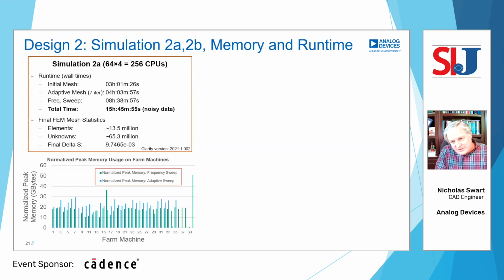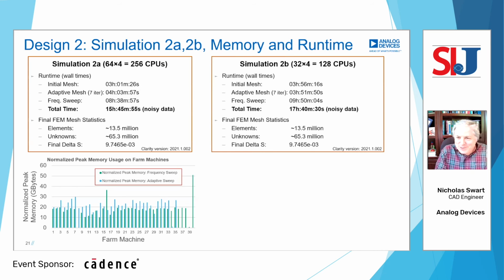Okay. All right. So now the question everyone I'm sure is wondering is, how did we do on 128 CPUs? Because that's what we had on the dedicated machine. So here you can see initial mesh 4 hours, then 3 hours 51 for the adaptive, 9 hours 50 for the frequency sweep. So 17 hours and 40 minutes. And again, I have to just stress, this is noisy data. When this simulation was run, the farm might have been busier than it was when the simulation 2A was run.